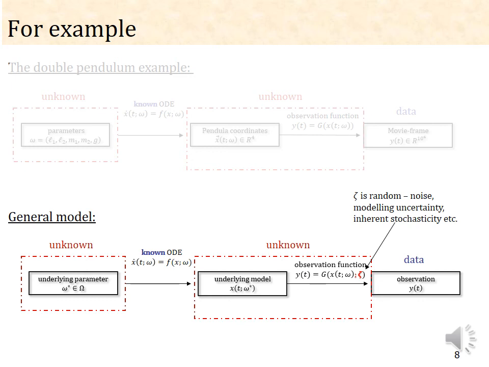So think about randomness as an all-encompassing term for every kind of problem that you can have with g that doesn't make it quite deterministic. So there might be noise, there might be some uncertainty, there might be inherent stochasticity in the observation, and all of those things I just encapsulate in zeta, the random variable.